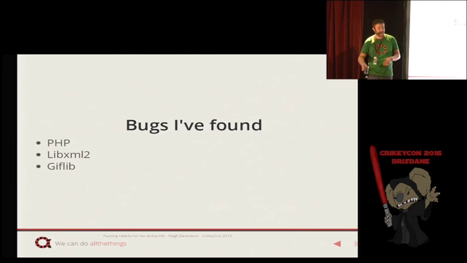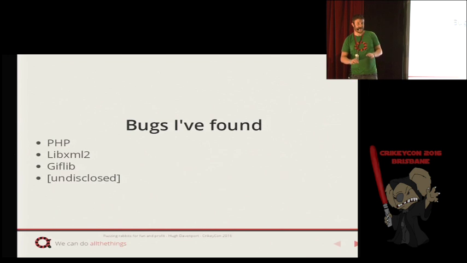So, bugs I've found. There have been bug bounties that pay money for finding bugs in a whole bunch of projects. These are 3 that I've found bugs in, so I thought I'd talk about them. There's PHP, the programming language; libxml, a low-level library to parse and do XML stuff; and GIFLib, a low-level library to do GIF rendering and other stuff with GIFs. And I've also found some stuff that hasn't been released upstream yet, so I sadly can't talk about them.